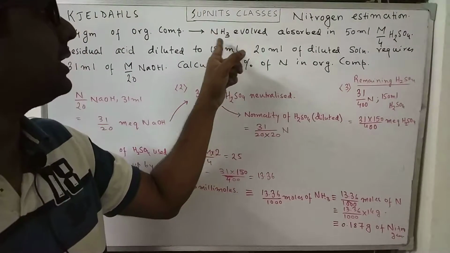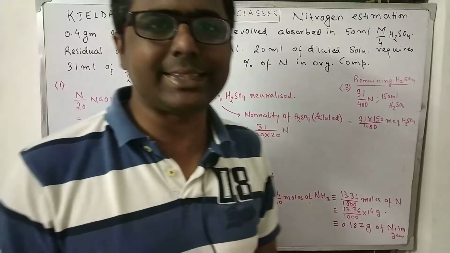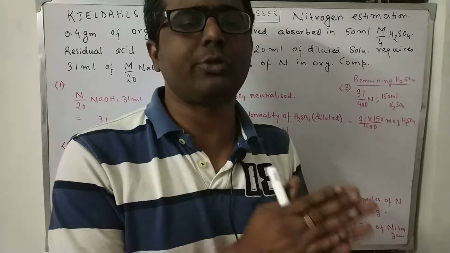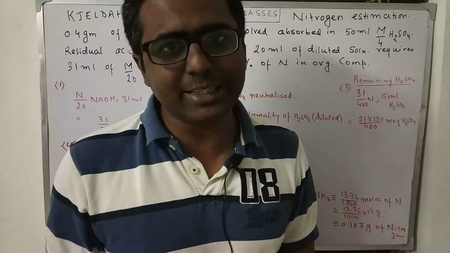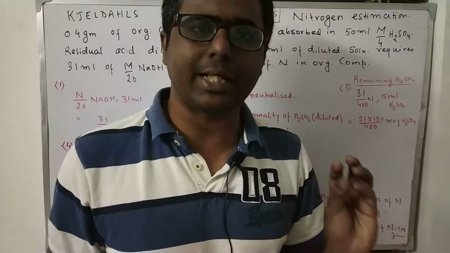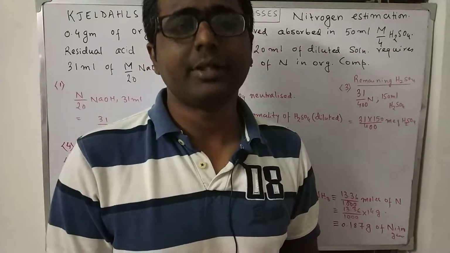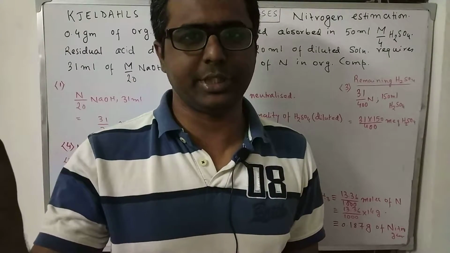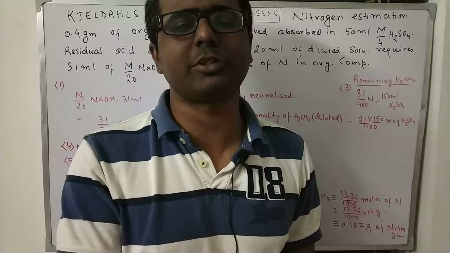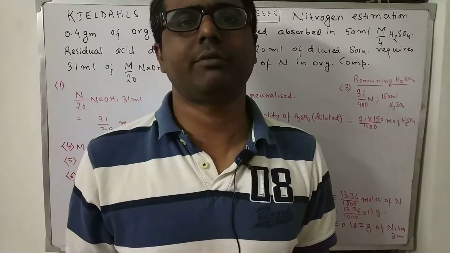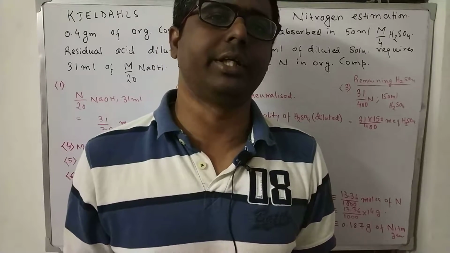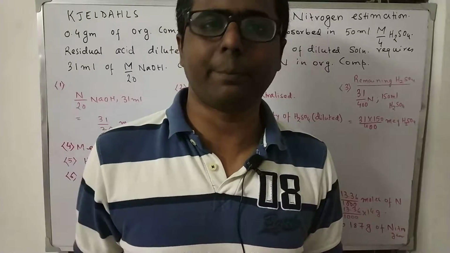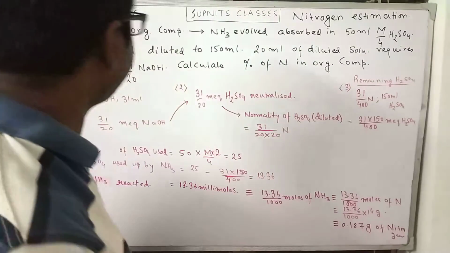This ammonia part is common, and either the amount of ammonia will be given, or you have to estimate the amount of ammonia that has evolved. And remember, 17 gram of ammonia has 14 gram of nitrogen. So whatever grams of ammonia has been evolved, you calculate the grams of nitrogen, and then you can find out the percentage. So I have taken one problem.